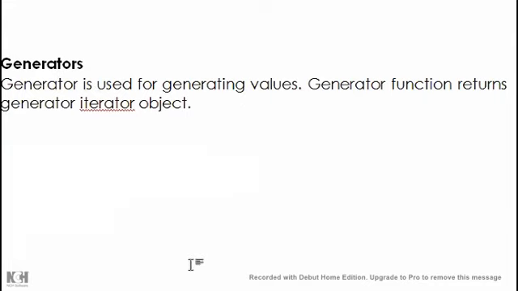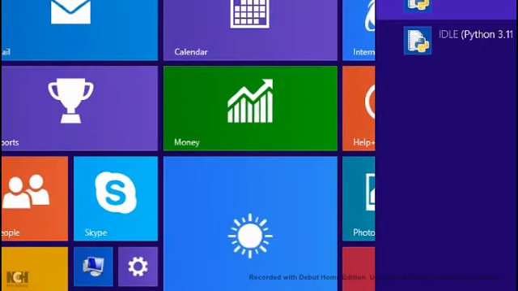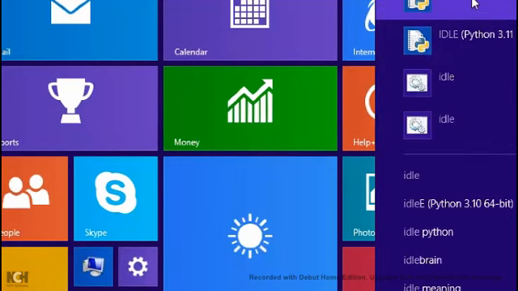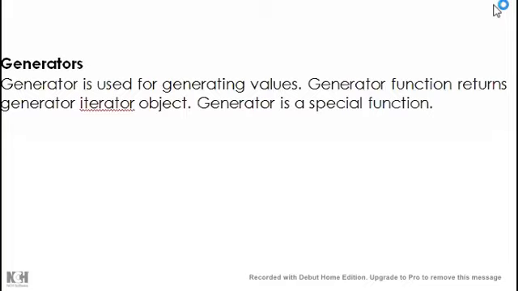So what is a generator? A generator function returns a generator iterator object, or you can say a generator is a special function. Always use this for generating values of any type. For example, I want to generate some 5 random passwords. Then I can write one special function that will generate those values.